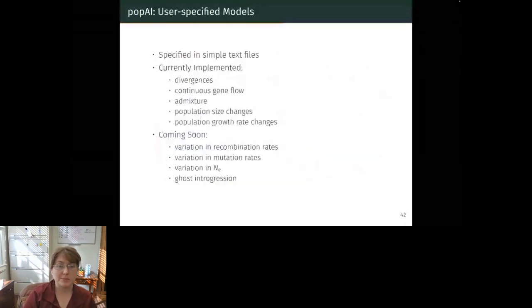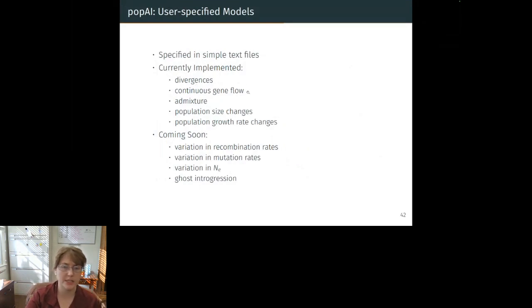Alternatively, the user can specify their own models in simple text files. Here we can implement processes like divergences, continuous gene flow, admixture events, population size changes, and population growth rate changes. And we're working on implementing variation in recombination and mutation rates across the genome. We're also implementing variation in effective population sizes, which can be used to mimic the effects of background selection, and ghost introgression.